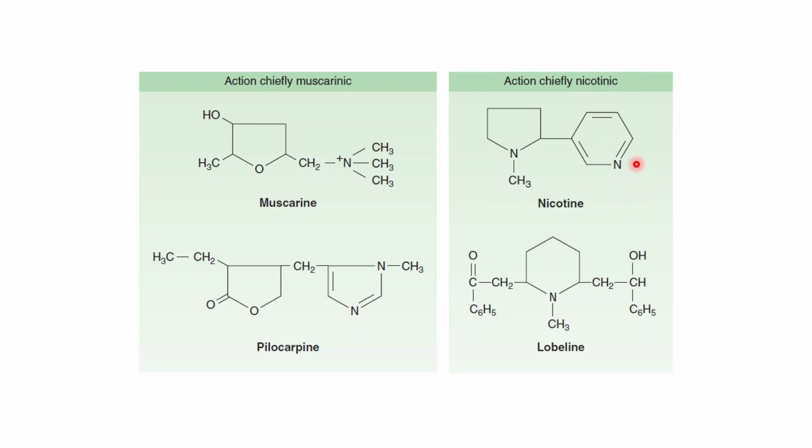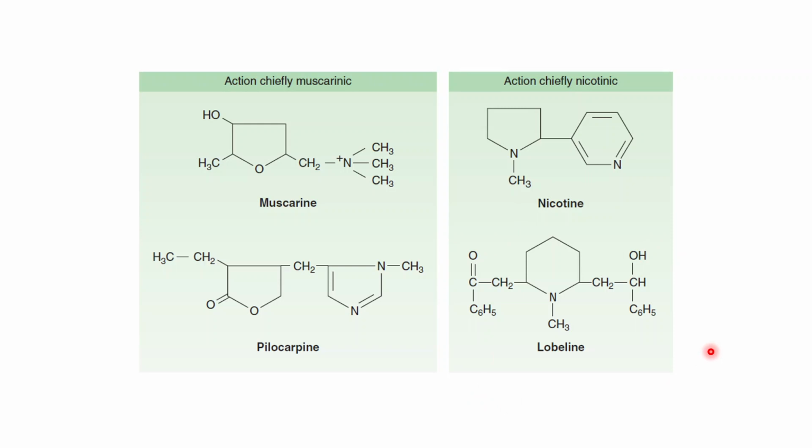And muscarine is a quaternary amine, less completely absorbed from the GI tract, but is still toxic when ingested. So you can be poisoned by eating mushrooms. And lobeline is a plant derivative similar to nicotine. I think you studied it in pharmacognosy.